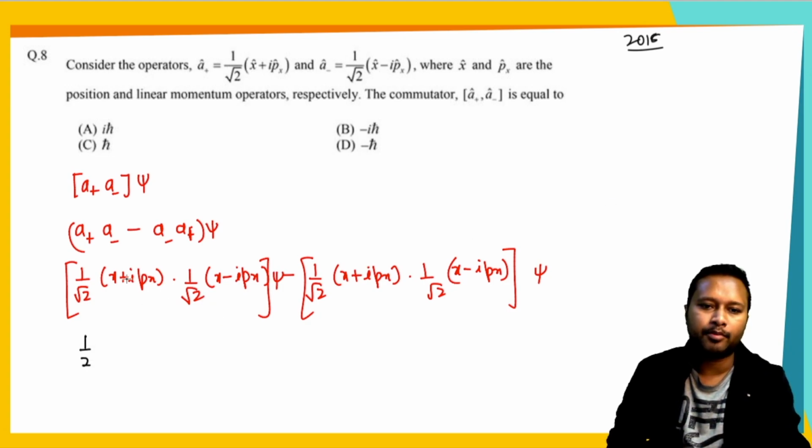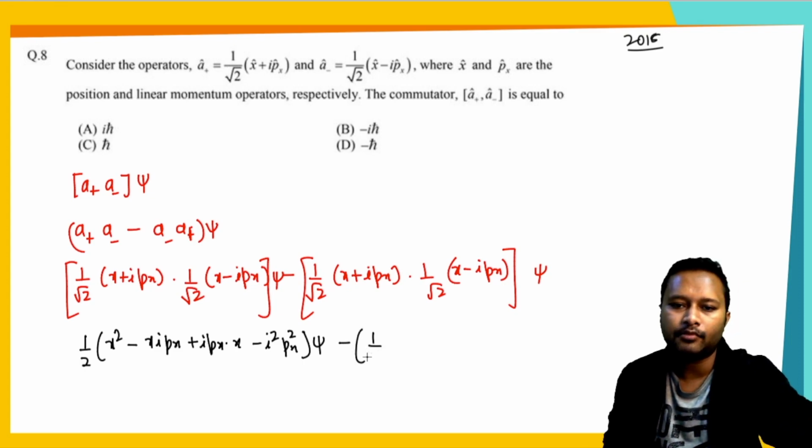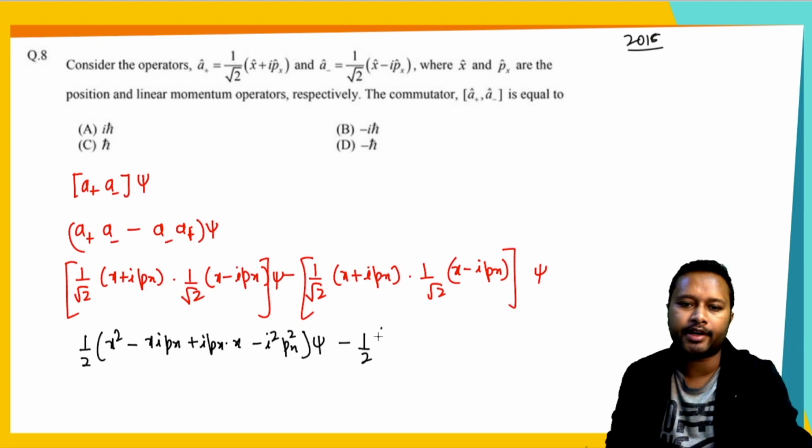So it will become 1 upon 2, multiply here, it will become x square, and minus x ipx. Now multiply this, so it will become plus ipxx, and this will become minus i square px square. If you open this, this is how this bracket will get open, minus the other part of the bracket. If you solve, this will again become 1 upon 2.